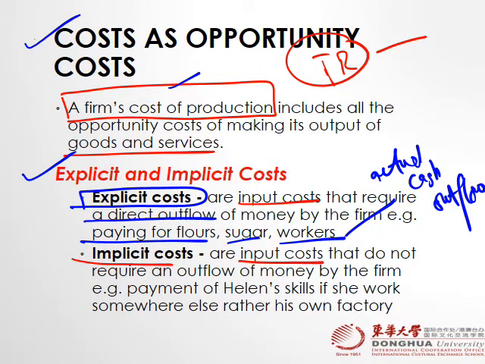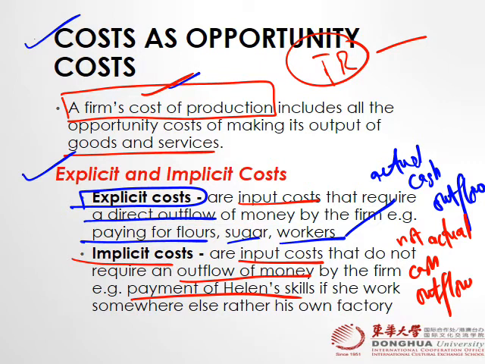So implicit costs, but both are input costs, right? Because we are talking about the cost of production. So implicit costs are input costs that do not require an outflow of money or cash by the firm. For example, payment for Helen's skills if she works somewhere else rather than in her own factory. So these do not include actual cash outflow. Implicit costs are implicit, meaning they do not include the actual cash outflow.